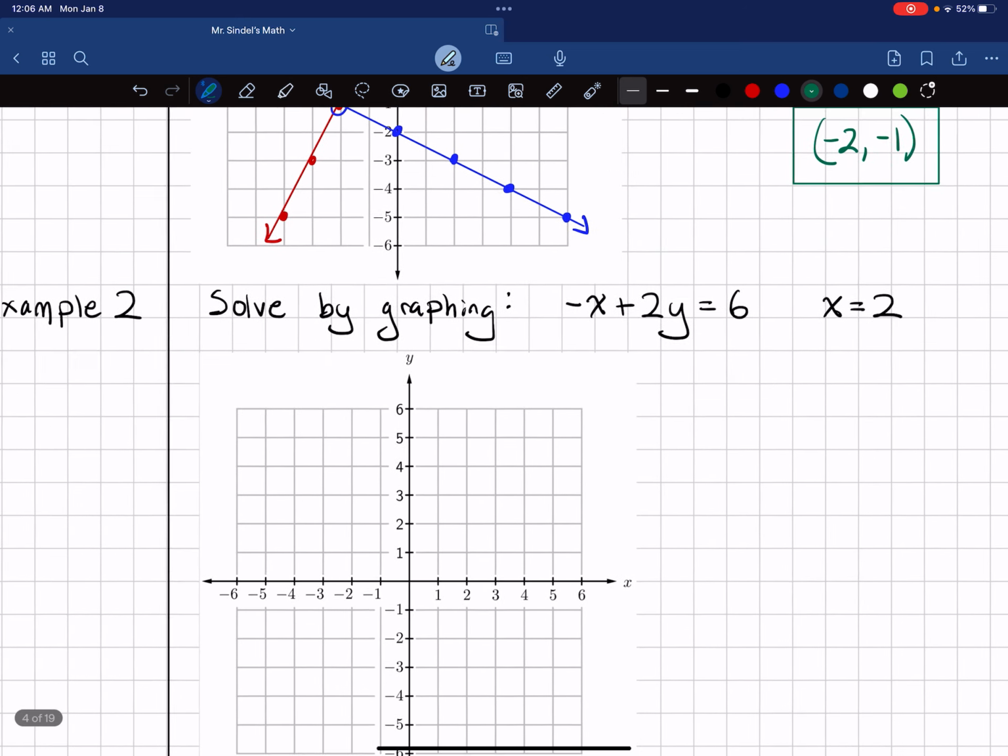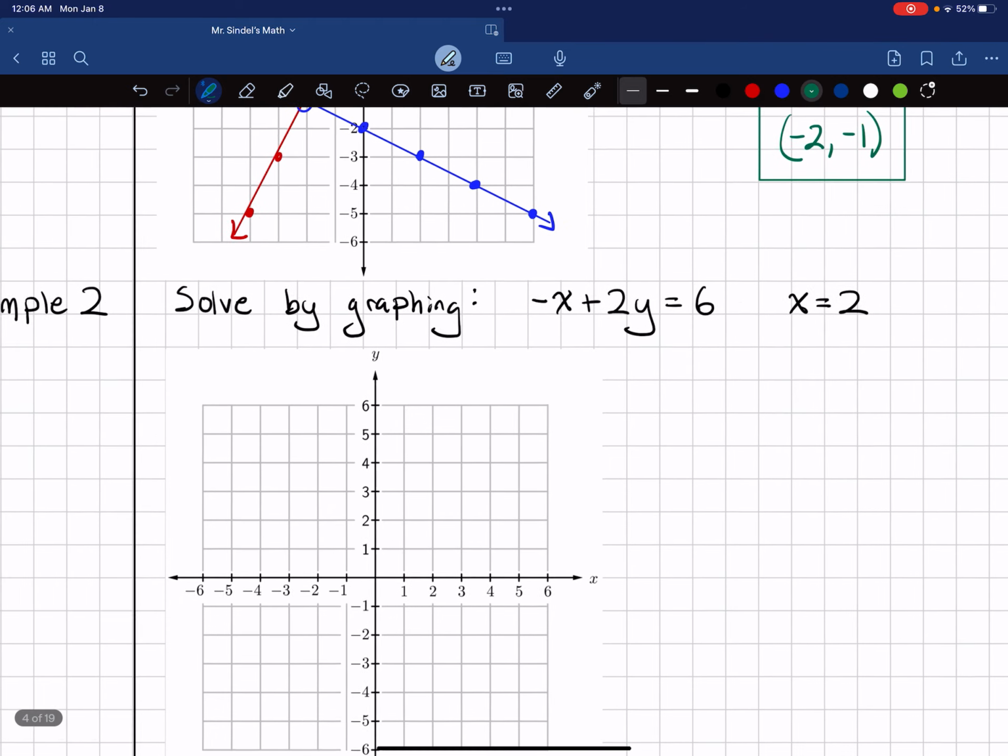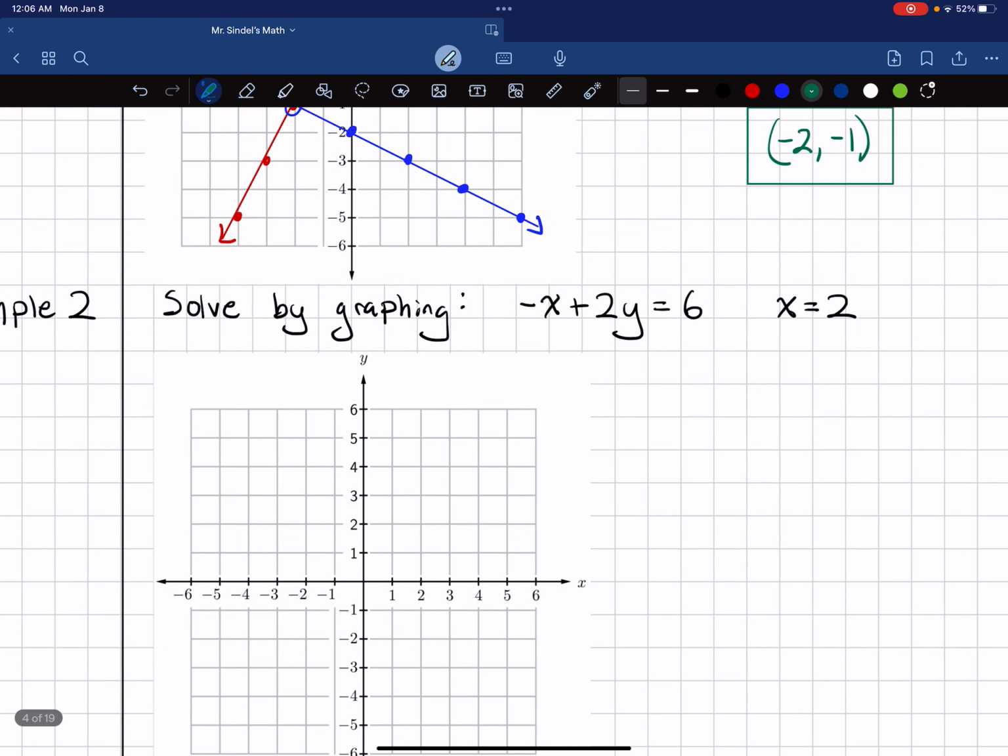Let's try another one. In example 2, we're going to solve this one by graphing. I'm noticing that this one is in standard form because I have x's and y's on the same side with a number on the right. I'm going to try to find the x-intercept by just hiding y. I now have the equation -x is equal to 6. I'm going to divide both sides by -1, so I get x is equal to -6. So I'm coming over here, x is equal to -6, and I have the x-coordinate.